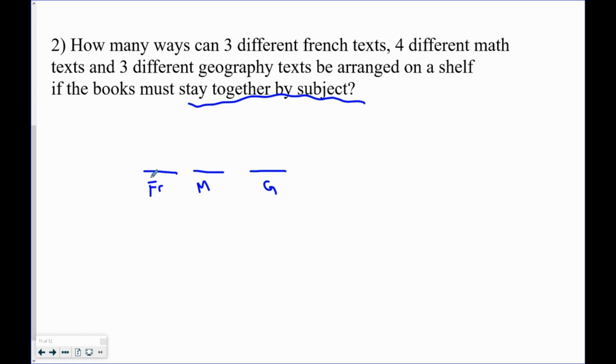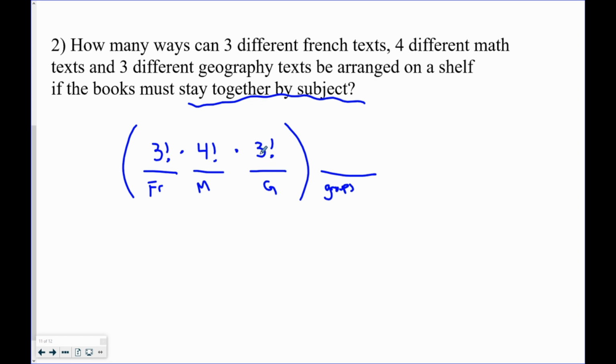Within the French group, there's 3 different texts, so there's 3 factorial ways to arrange them within that group. Within the math group, there's 4 texts, so there's 4 factorial ways to arrange those math texts. 3 different geo texts, so 3 factorial ways to arrange those. Now remember, you're multiplying. Don't forget that this is not the only way I can arrange the groups. I just arbitrarily chose to go French, math, geology, but I could put the geology out in front. That'd be a different arrangement, so it'd be a different way of doing this question.